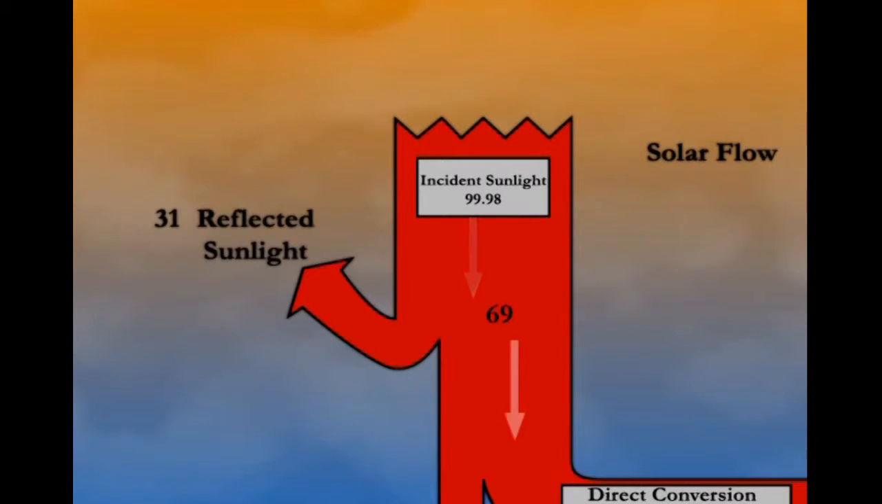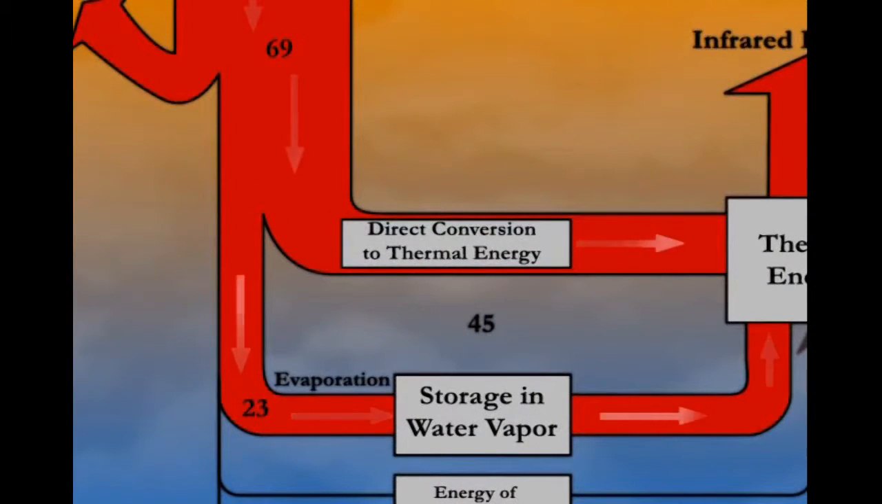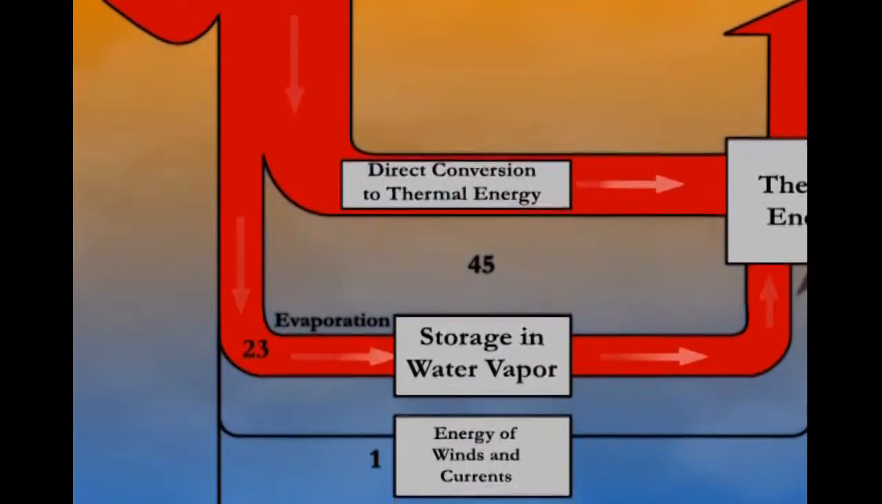Well, it drives a number of subsidiary flows. For example, 45% of that solar energy that comes into the Earth atmosphere system gets converted into thermal energy, the energy of warmed things, mostly the surface of the Earth, but also to some extent the atmosphere. Some of that energy, about 23%, goes into evaporating water from the ocean and other surface waters, and that energy gets stored temporarily in the atmosphere in the form of water vapor.